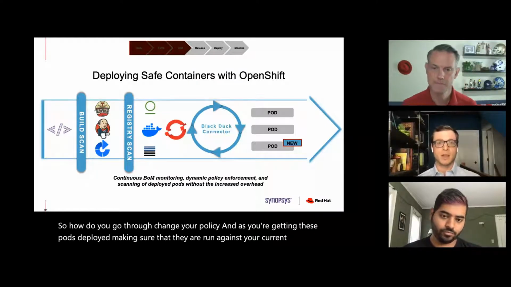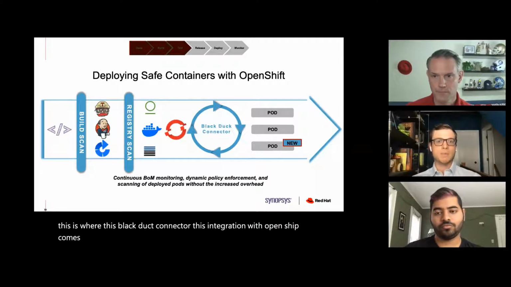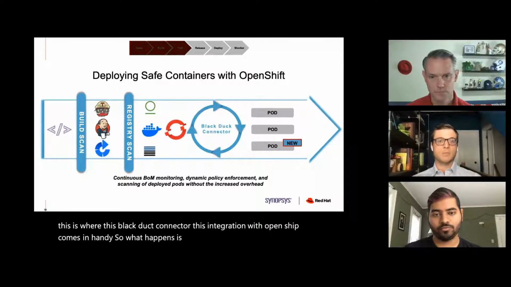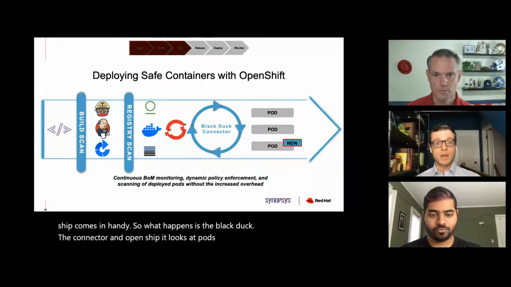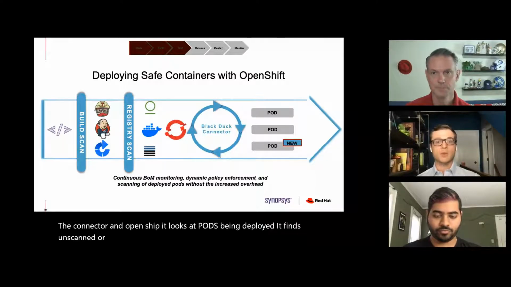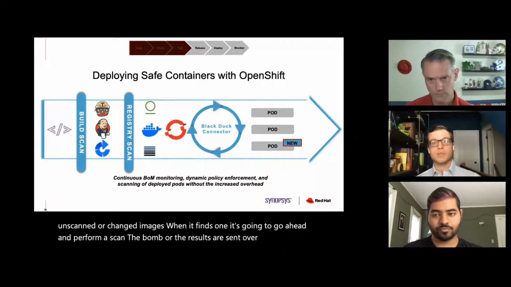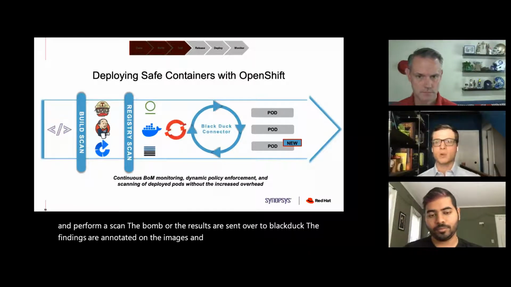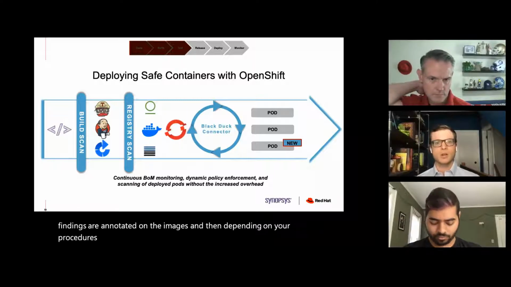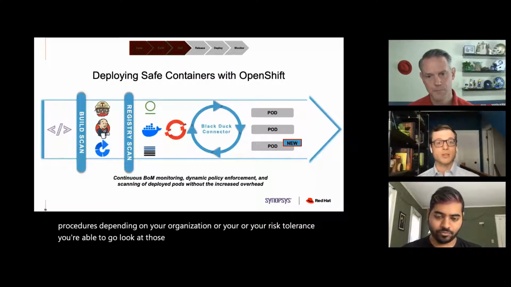This is where this Black Duck connector, this integration with OpenShift, comes in handy. So what happens is the Black Duck connector in OpenShift looks at pods being deployed. It finds unscanned or changed images. And when it finds one, it's going to go ahead and perform a scan. The BOM, or the results, are sent over to Black Duck. The findings are annotated on the images. And then depending on your procedures, your organization, or your risk tolerance, you're able to go look at those and decide what needs to be done to address them.